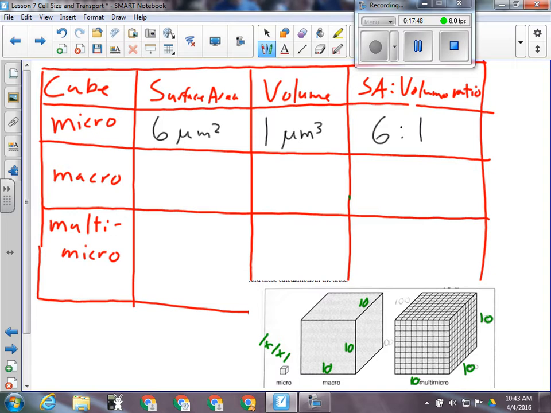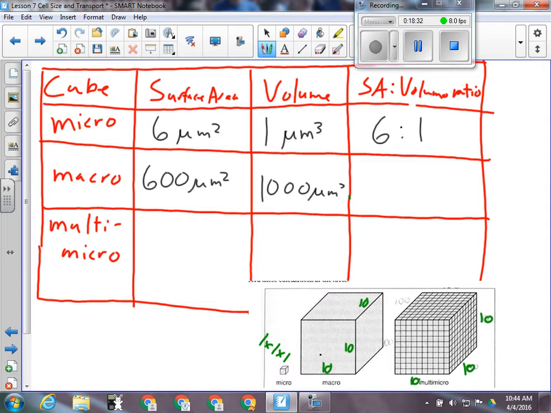All right, for macro. Macro is 10 times bigger on each side than micro is, so it's much bigger. To calculate its surface area, I'm going to go 10 times 10, length times width, that's 100, times the number of sides, which gives me 600 square micrometers. Calculate the volume, length times width times height. 10 times 10 times 10 is 1,000.